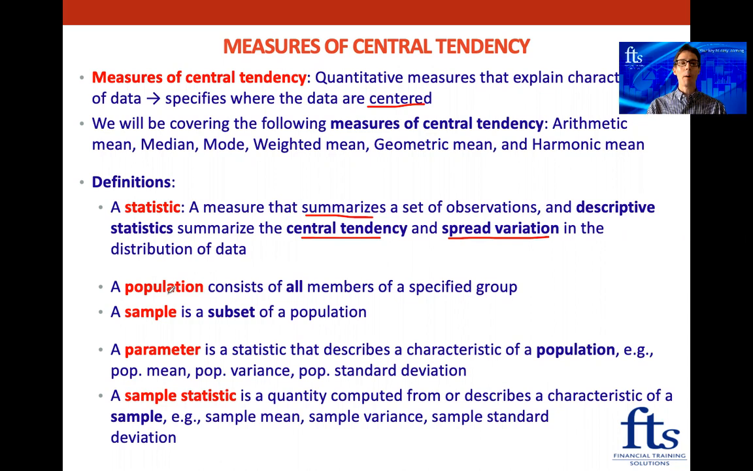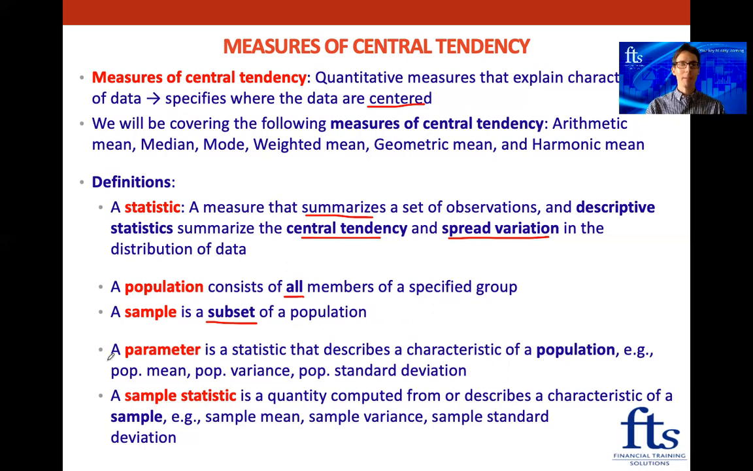And then a population, we know what this is. This consists of all the members of a specified group. So for example, all of the shares on a stock exchange, that will be a population. And then a sample, that's going to be a subset of a population. So if we take 50 shares out of all of the shares on a stock exchange, that will be a sample of the population.